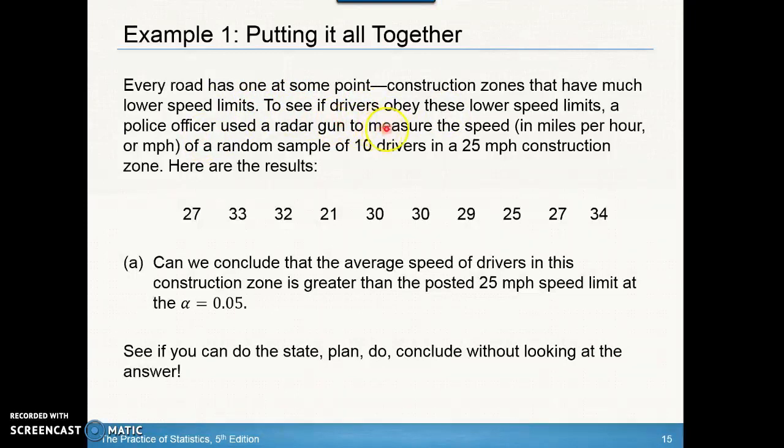To see if the drivers obey the lower speed limits, a police officer used a radar gun to measure the speed in miles per hour of a random sample of 10 drivers in a 25 miles per hour construction zone, and here are the results. Can we conclude that the average speed of drivers in this construction zone is greater than the posted 25-mile-an-hour speed limit at the alpha equals 0.05 level? So see if you can take a minute using your information from section 8.2, and then instead of using z-scores, knowing that we're using t-scores, see if you can do this question. So go ahead and hit pause and then take a look at the answer once you're done.